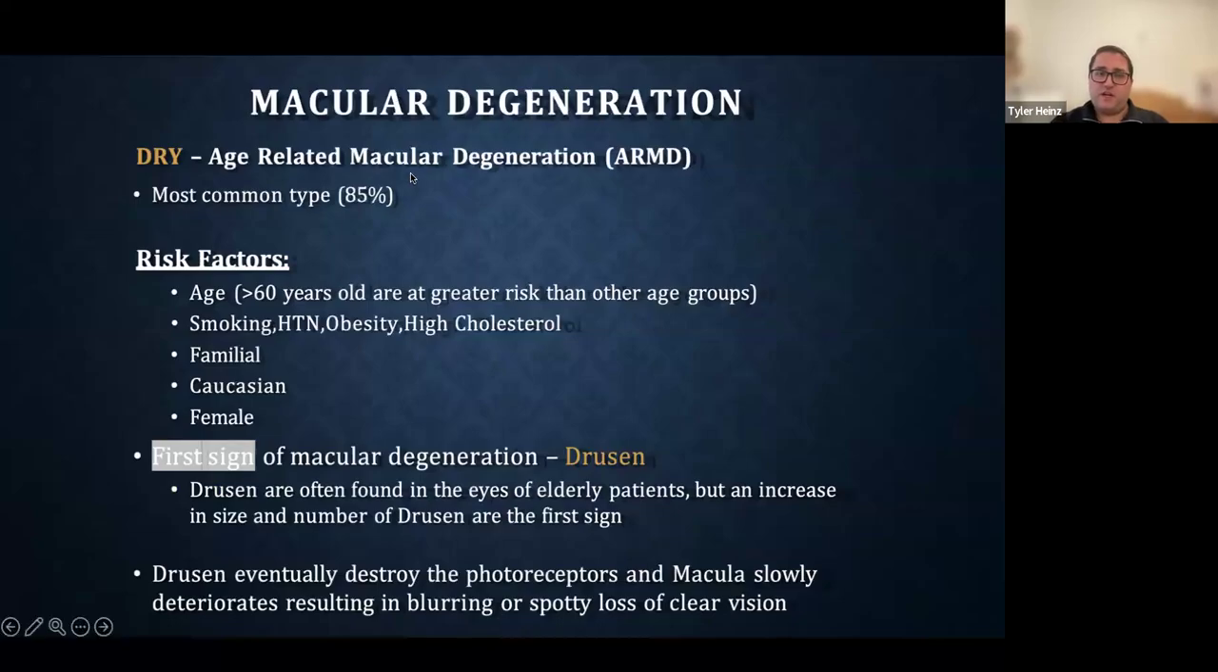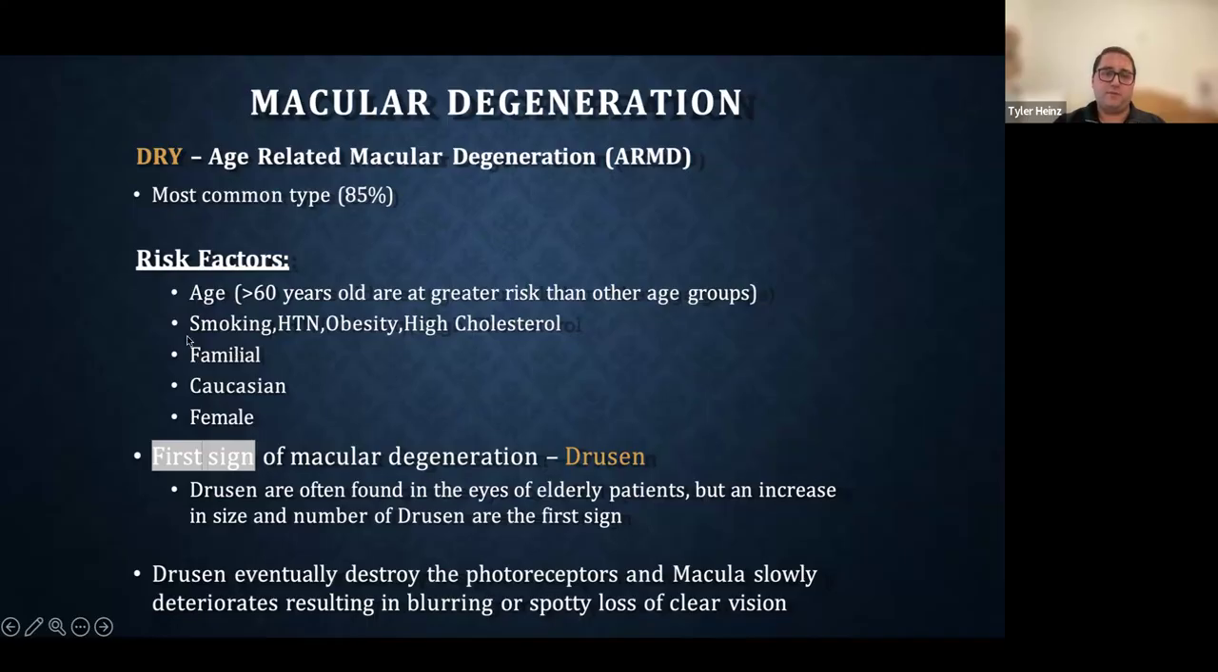So macular degeneration, again, dry. That's our most common type, 85%. Our risk factors are going to be age greater than 60 years and your family history. But one of the biggest things is smoking, smoking, smoking. So if your patients are smokers, you need to tell them that is the biggest risk factor for developing macular degeneration. They need to stop smoking if they want to keep their central vision. Of course, hypertension, obesity, cholesterol, that all adds to it, but smoking is your real big factor here.